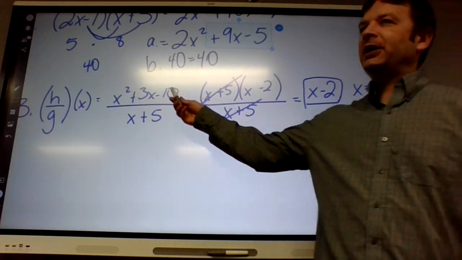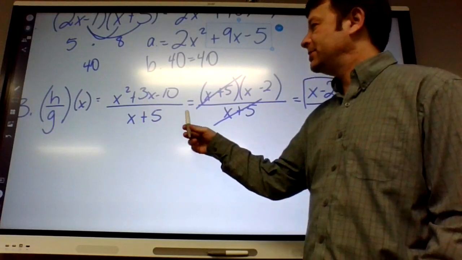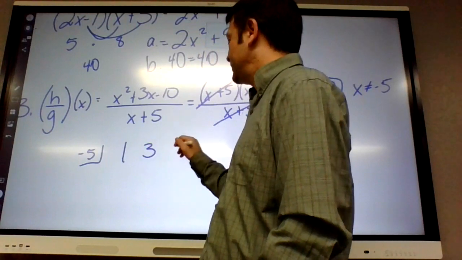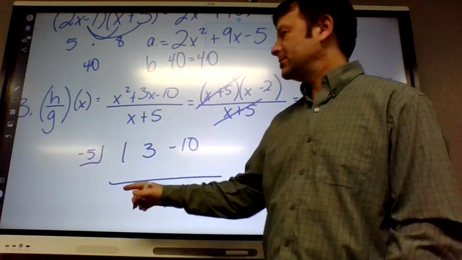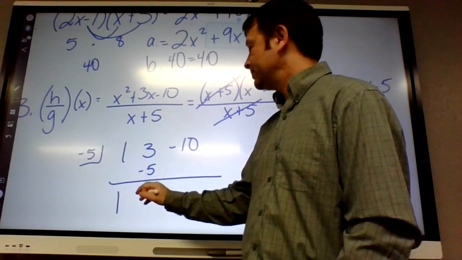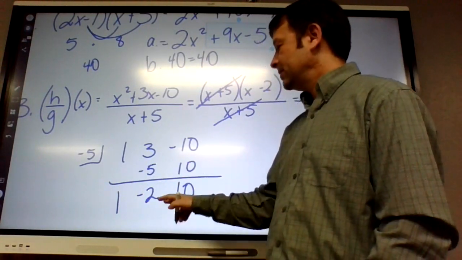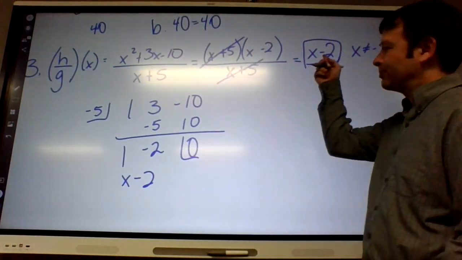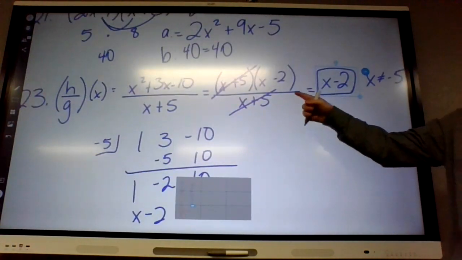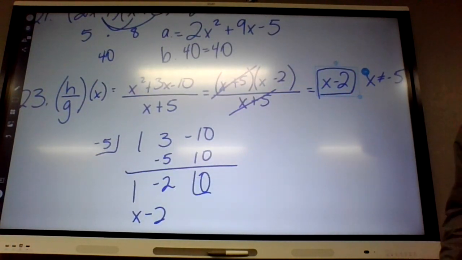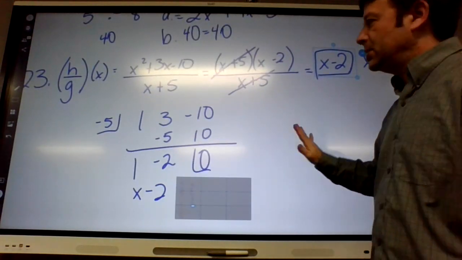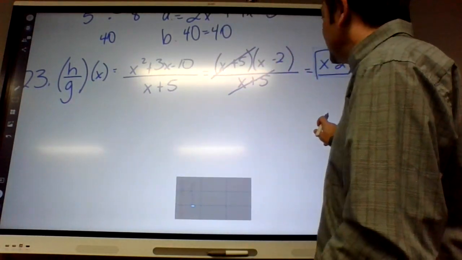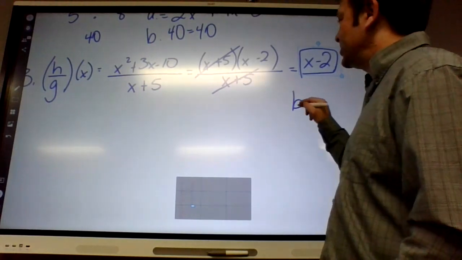Okay, we could have gotten that using synthetic division or long division. You guys remember synthetic division? Like you put negative 5 in the box and you put 1, 3, negative 10 across. You're probably rusty on it, aren't you? Add down, multiply up, all that stuff. This right here stands for 1x minus 2, which is what I got from factoring and canceling. You guys liked synthetic division at one point. Yeah. A little rusty.